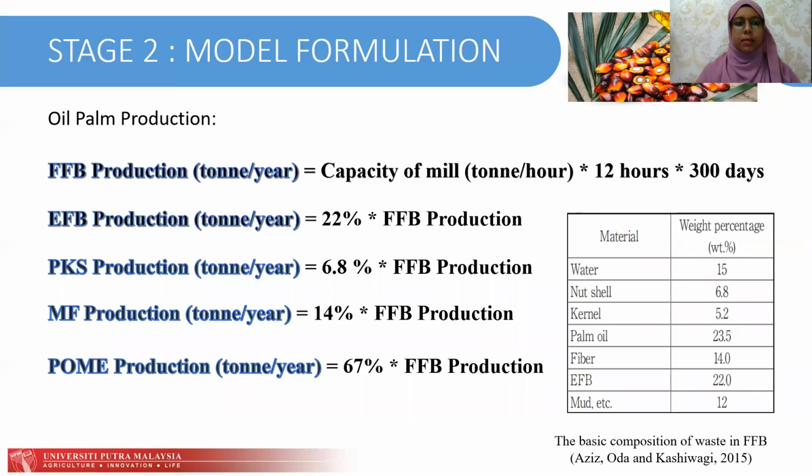So next is the oil palm production. To get the FFP production, the capacity of the mill must be multiplied by 12 hours of operation by 300 days per year. The same goes for the EFB production, PKS, MF, and POME, where the 22%, 6.8%, 15%, and 67% are obtained from this table, the basic composition of waste in FFP.